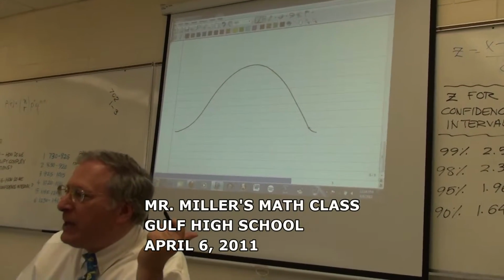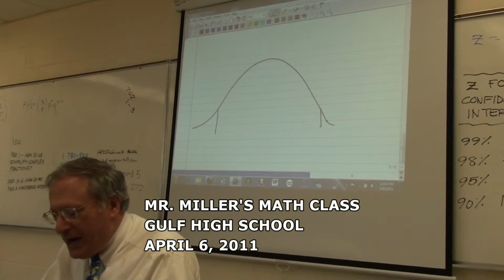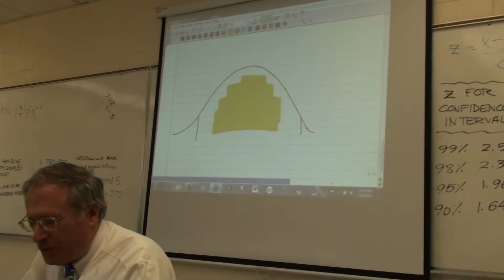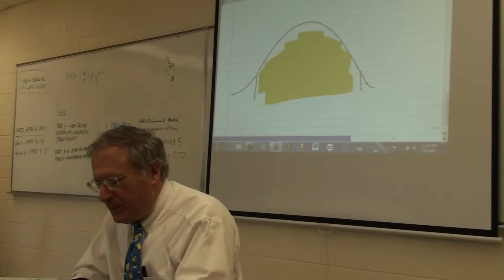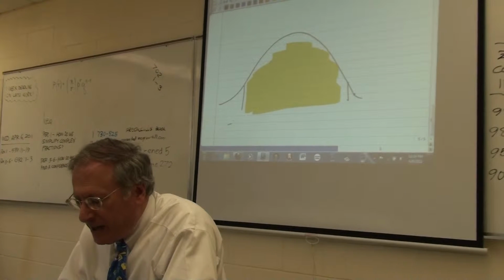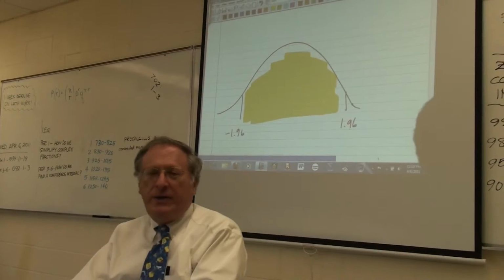For 95%, we got 1.96. What that actually means is if you shade in 95% of the normal curve, the z values on either end are going to be negative 1.96 and positive 1.96. The issue is, how do you get those?